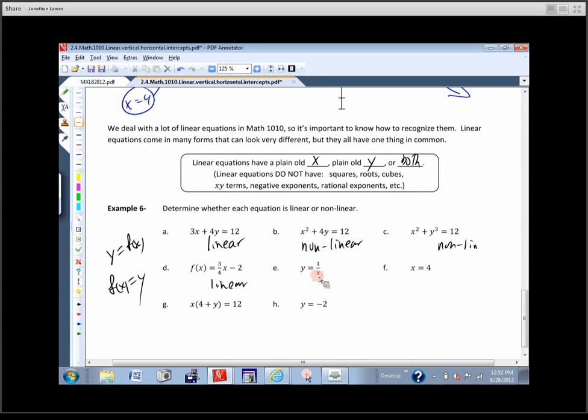Is there something different about this x as opposed to that x right here? That x can't be 0. You're right about that, because we can't divide by x. If we think of this in terms of, and hopefully you've seen these before, if not, we'll review them in this class, you can actually write this as x to the negative 1. There's an exponent there, and it's not 1. It's a negative exponent. Are negative exponents allowed in linear equations? Nope. So this is non-linear.